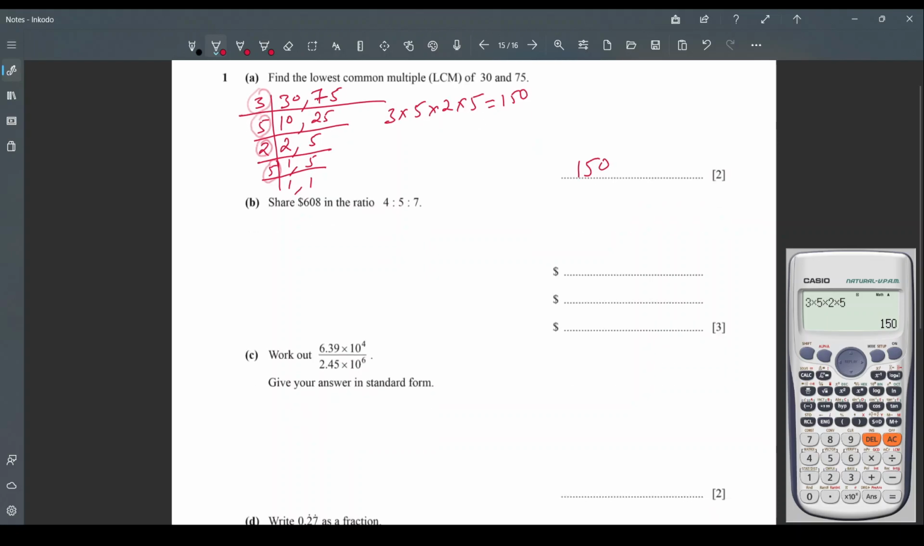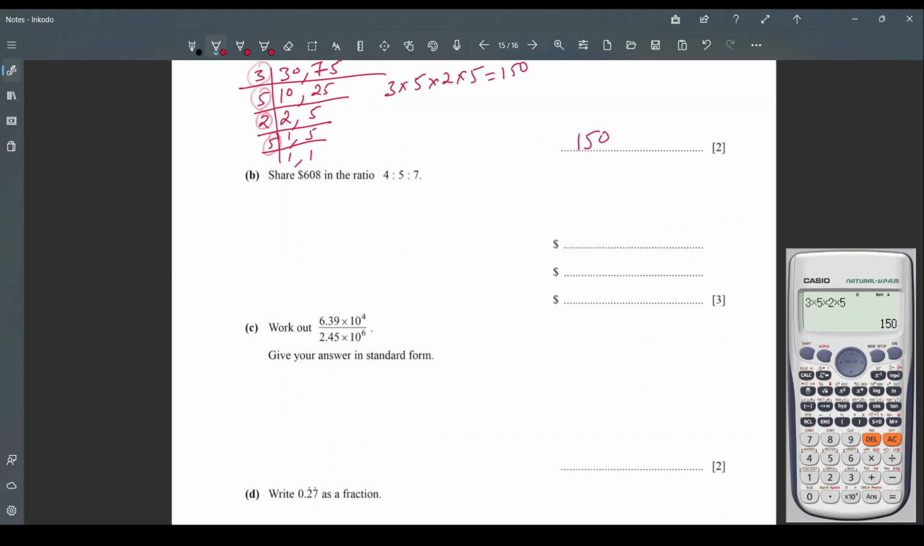Share 608 in the ratio 4 : 5 : 7. So we have to share this in these ratios. So let's find out what is the total ratio. So 4 plus 5 plus 7. 4 plus 5 is 9. 9 plus 7 is 16. The total ratio is 16. So we can say that 4 is out of the total ratio 16, and if you multiply it with 608 you will get the share for the first ratio.